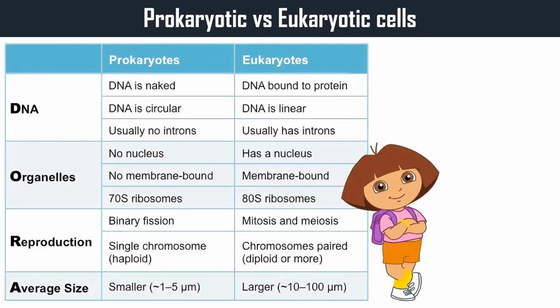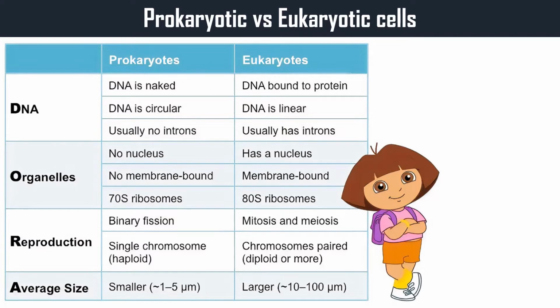The difference between prokaryotic and eukaryotic cells. We can remember this with the help of DORA. D for DNA, O for organelles, R for reproduction, and A for average size. So, in prokaryotes, DNA is naked, circular, and there are no introns, while in eukaryotes, DNA is bound to protein, DNA is linear, and they usually have introns.